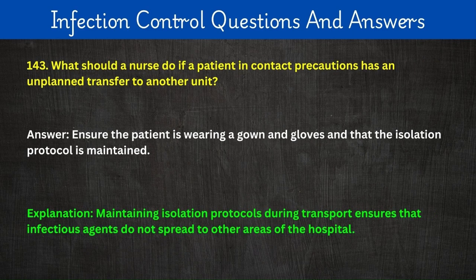143. What should a nurse do if a patient in contact precautions has an unplanned transfer to another unit? Answer: ensure the patient is wearing a gown and gloves and that the isolation protocol is maintained. Explanation: maintaining isolation protocols during transport ensures that infectious agents do not spread to other areas of the hospital.